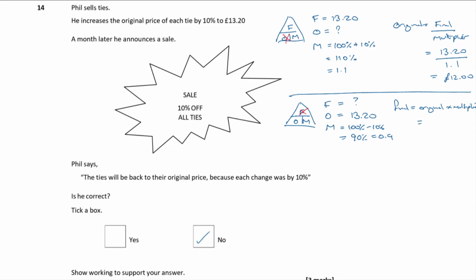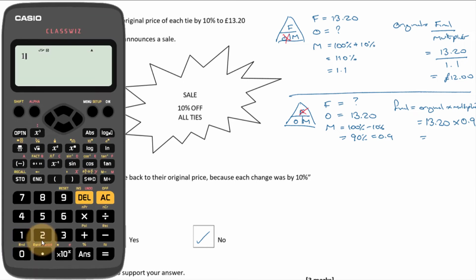Okay, and that is equal to 13.2 times 0.9. So this is going to be his sale price. 13.2 times 0.9. That comes to £11.88.